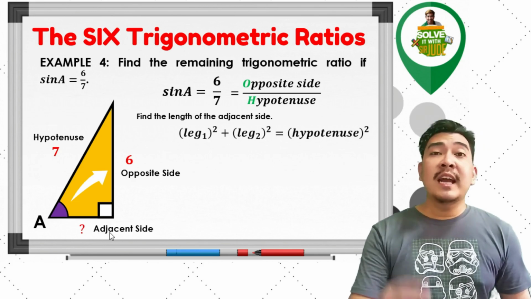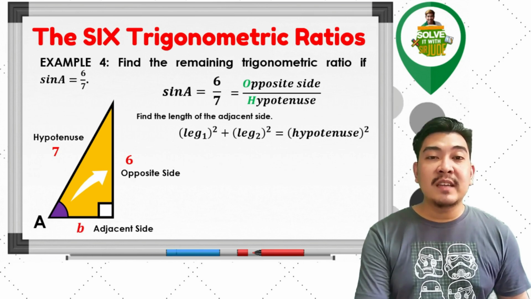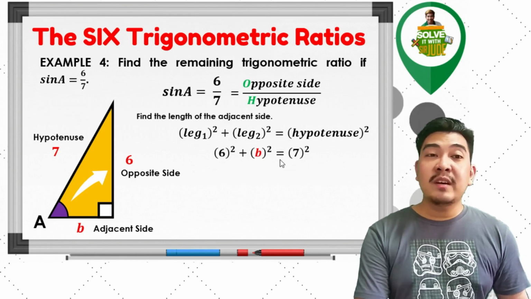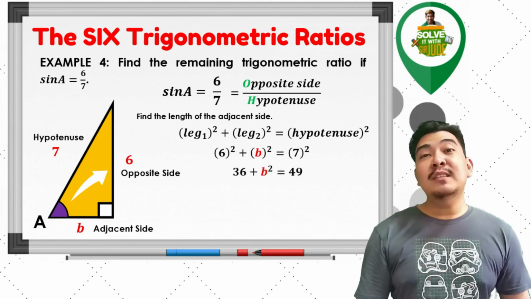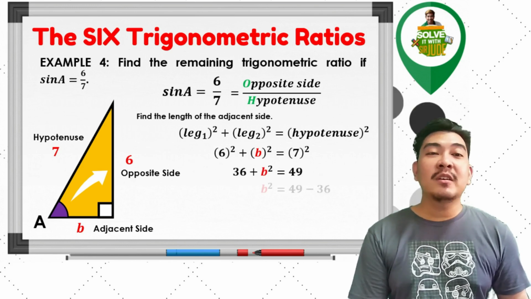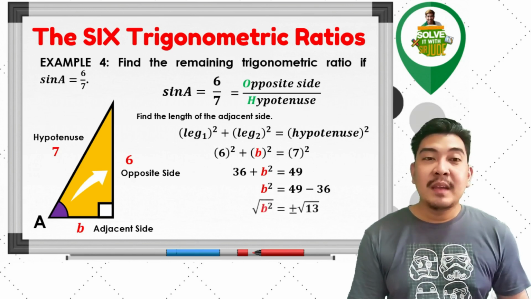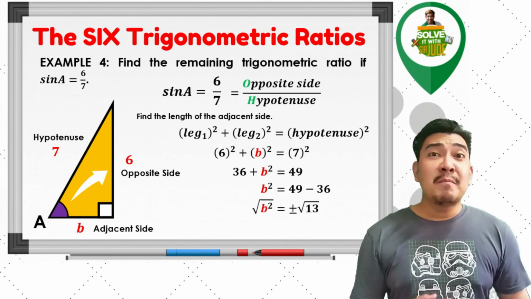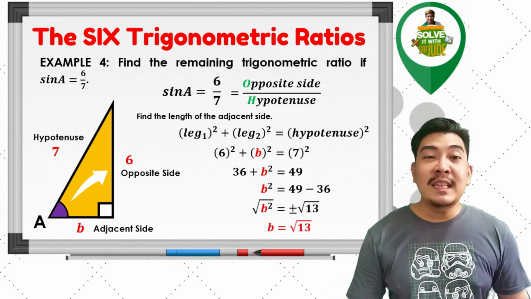So, we will be using again the Pythagorean theorem. Let us represent the adjacent side as B. Substituting the values, we now have 6 squared plus B squared is equal to 7 squared. Squaring the terms, that will now be 36 plus B squared is equal to 49. Then we transpose 36 to the other side of the equation, and it will now be B squared is equal to 49 minus 36. Then, 49 minus 36, that will be 13. And 13 is not a perfect square, so therefore, the value of B is square root of 13 units.